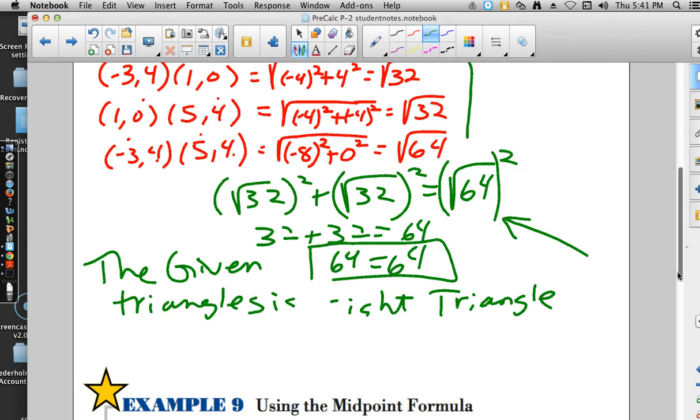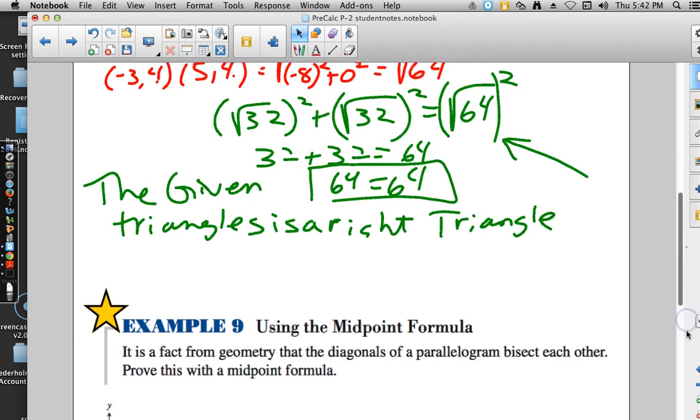The given triangle is a right triangle. There we go. You always want to bring everything together at the end and give a sentence that acknowledges a summary of what you were trying to do. And that's what we needed to do in that one.